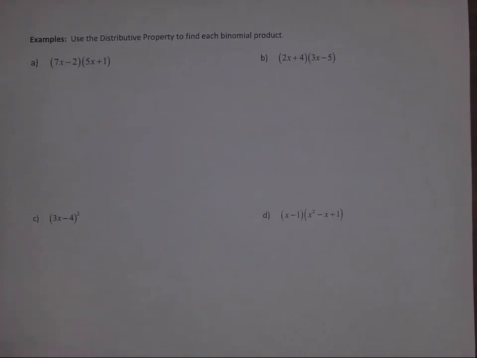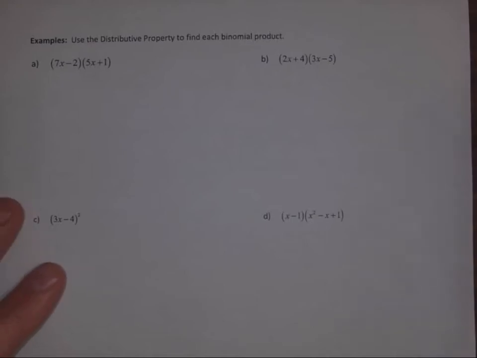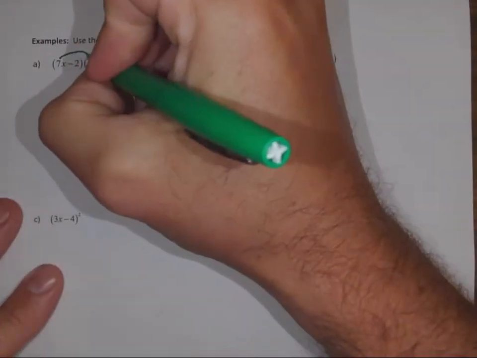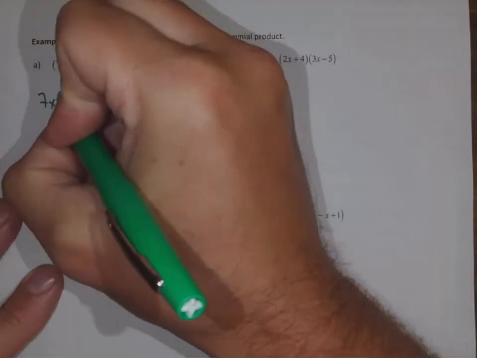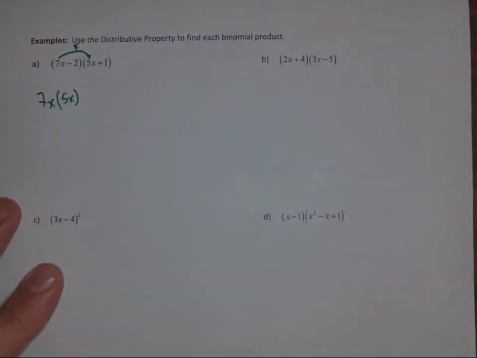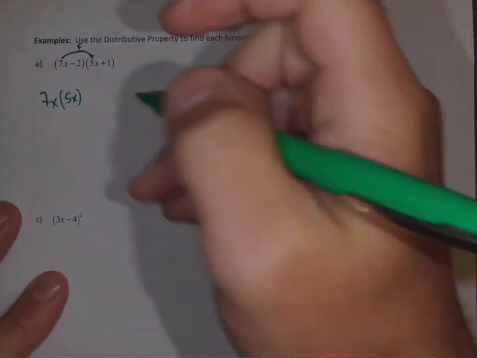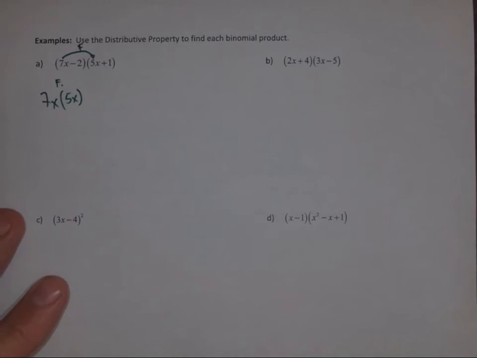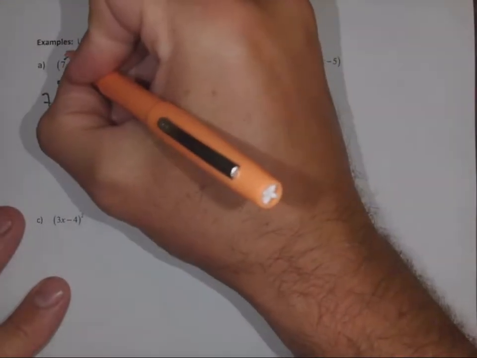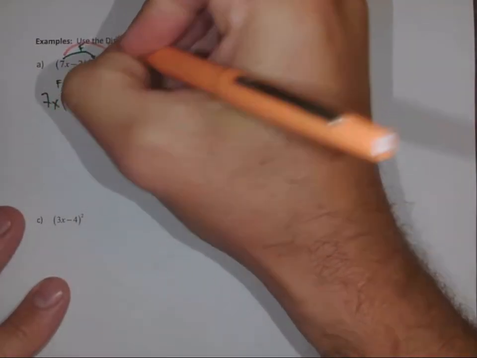Okay, using distributive property to solve. So, FOIL, first times first. So I'm going to have 7x times 5x. There's my F. Outside. So I'm going to have 7x times 1.